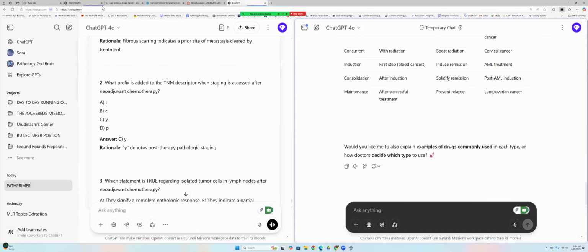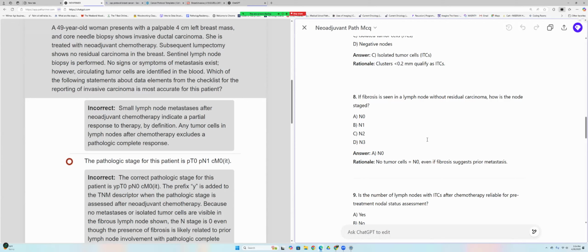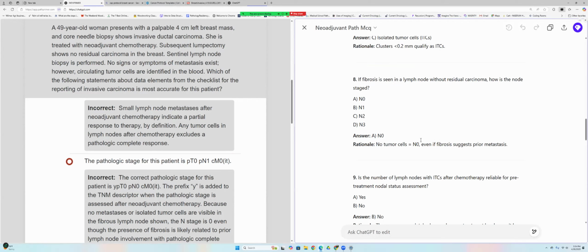Okay, let's come back to the question. If fibrosis is seen, what will it be? N0. Without residual carcinoma, yes. N0. Even if fibrosis suggests prior metastasis, you call it N0.